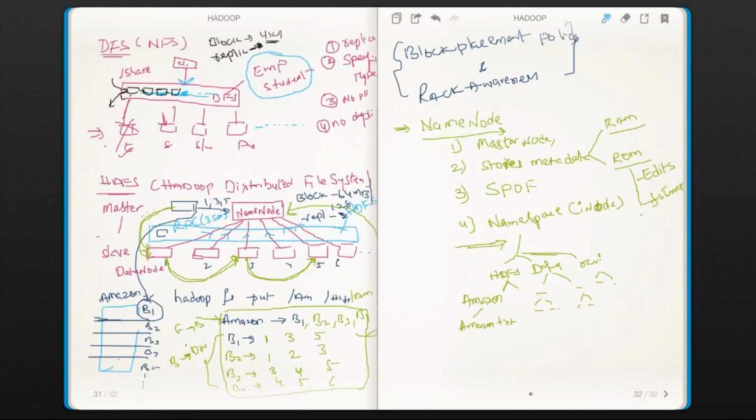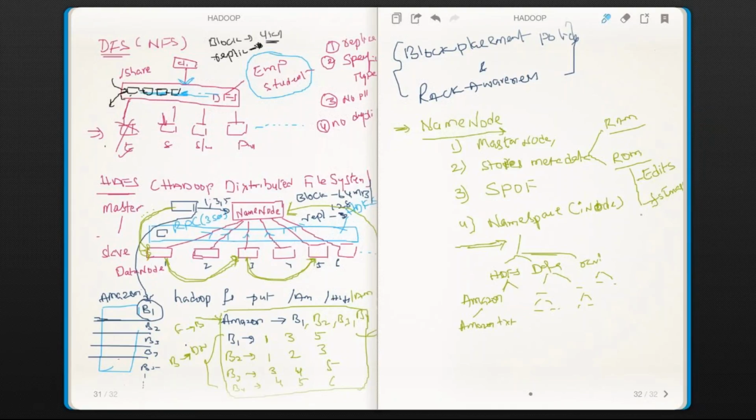Your name node maintains the metadata in two files. One is the edits file, the other one is the fs image. We'll talk more about edits and fs image, guys. I'll show you the content of the edits and fs image, because those are binary files we cannot see.